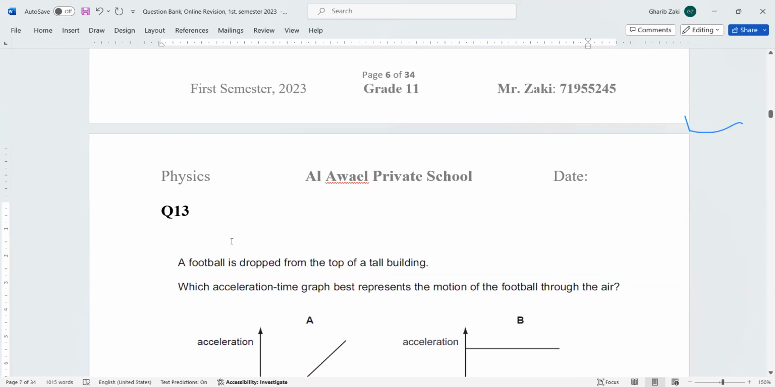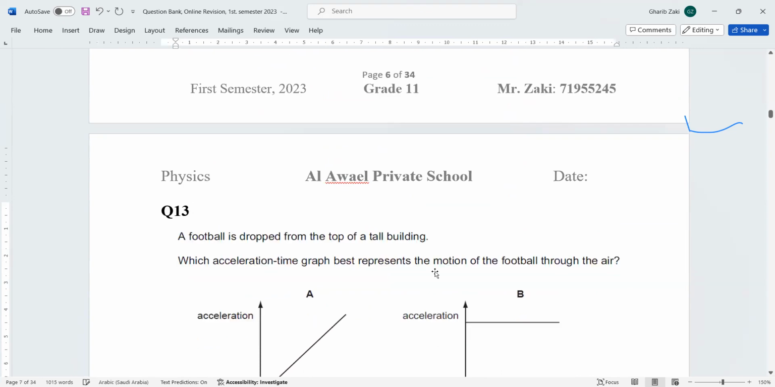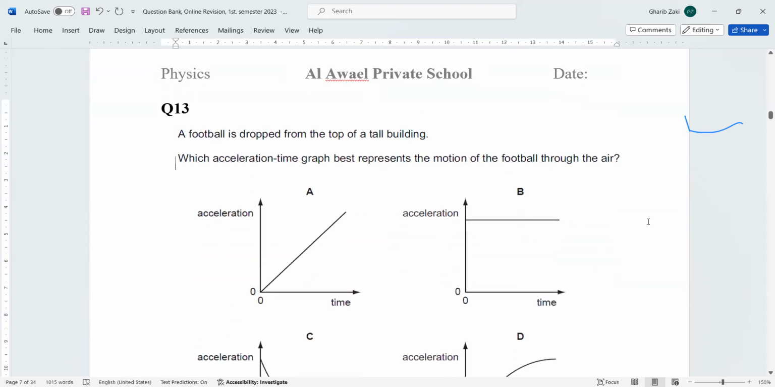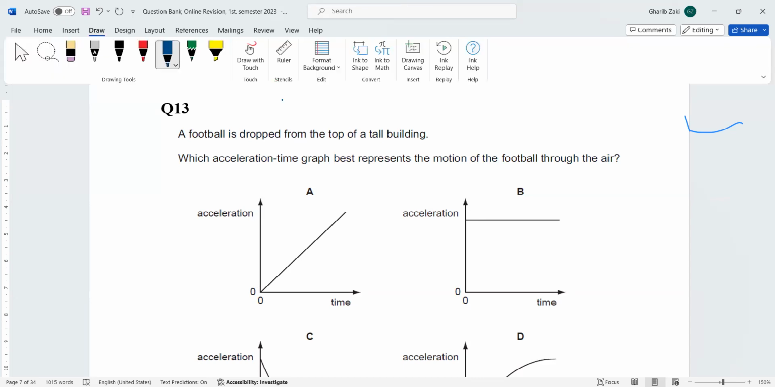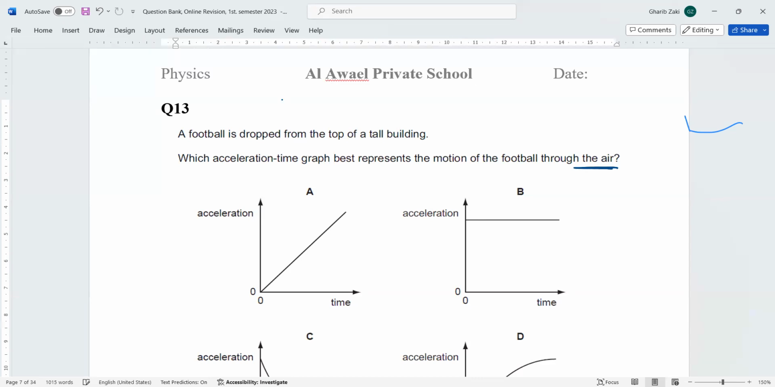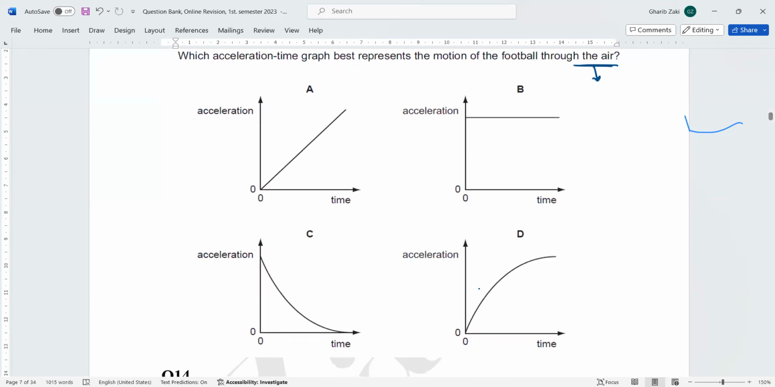Okay, question number 13. Let us read the question. A football is dropped from the top of a tall building. Which acceleration-time graph best represents the motion of the football through the air? So take care here. We have air resistance, so the acceleration decreases gradually. The correct answer is C.